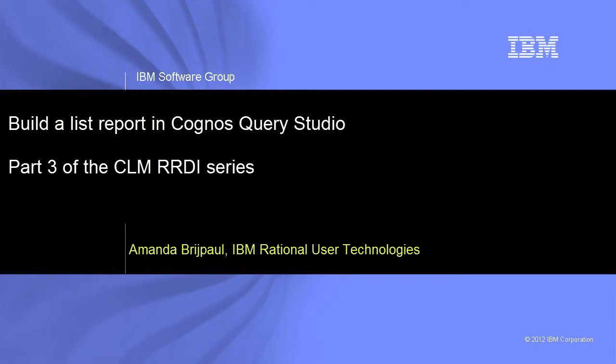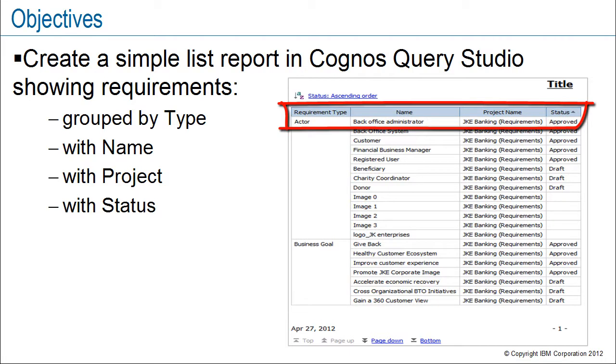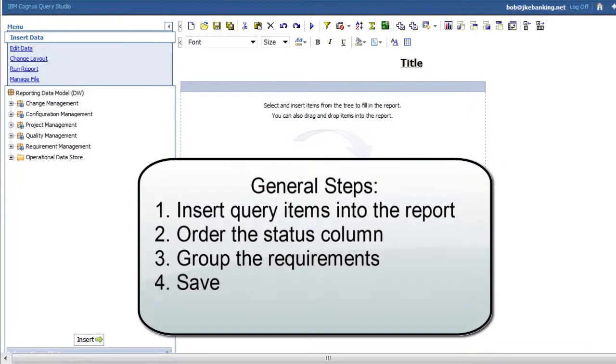In this part, I'll build a simple list report in Cognos Query Studio, and I'll save it to Cognos Connection. The report that I'll build will show requirements organized by type, along with each requirement's name, its project, and its status. The general steps that I'll take to build my report are: first, insert data items into the report; second, order the status column; third, group the requirements; and fourth, save.